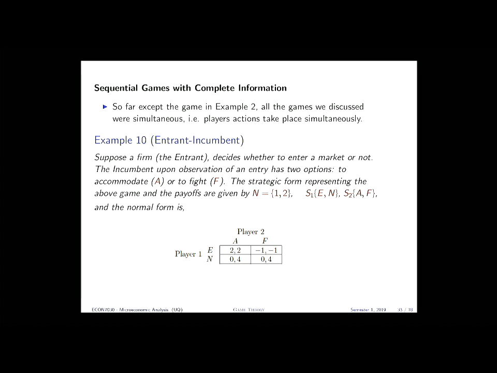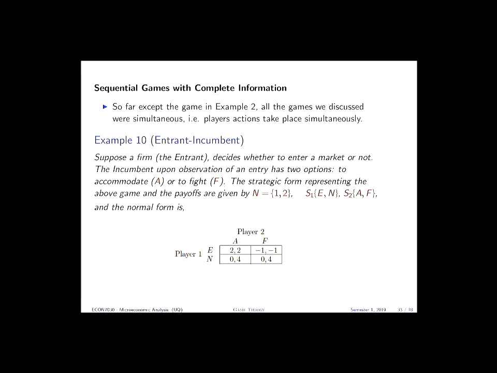Once Costco came to Australia, Coles and Woolies has two actions. Either accommodate Costco, let them get some of the share of the market, or fight with them and compete in terms of prices and basically make it hard for them to stay in that market. Therefore, here we have two actions. Obviously, it is not a symmetric game. Player one, which is Costco, is deciding whether to enter or not. Player two, which is Coles and Woolies, decides whether to accommodate or fight.